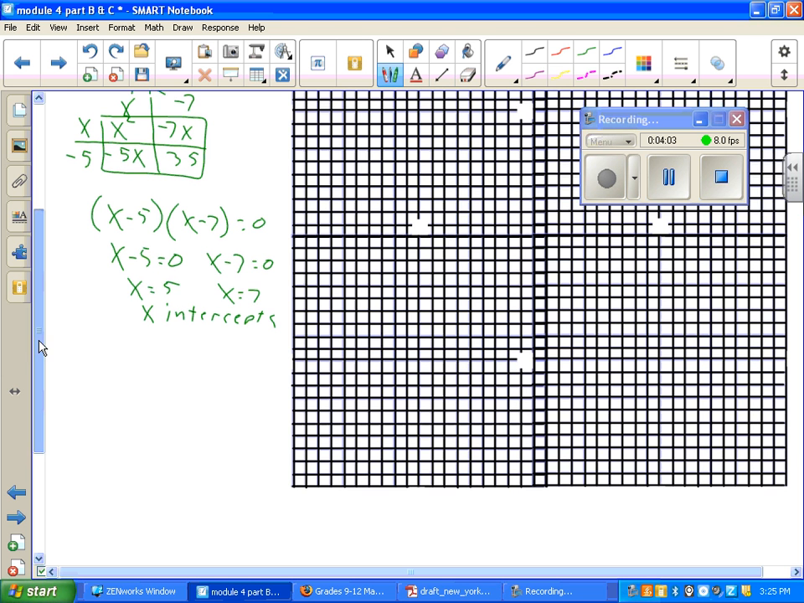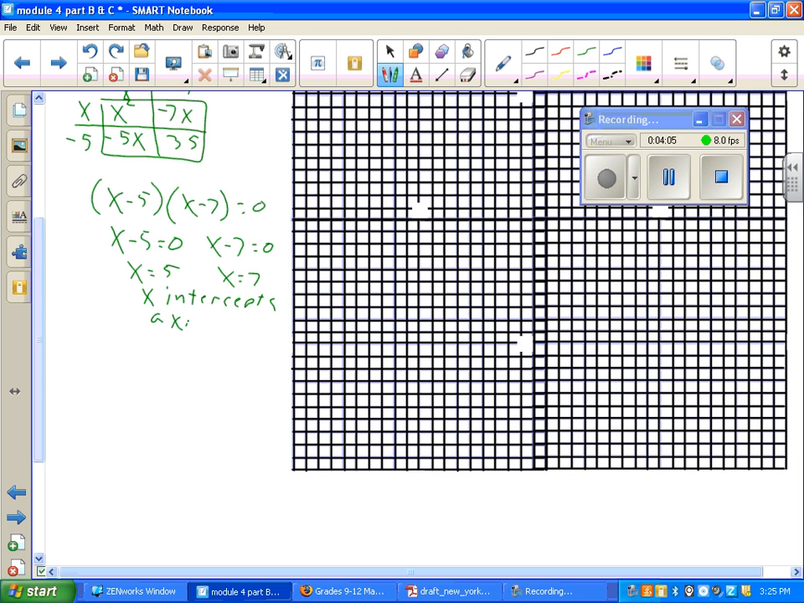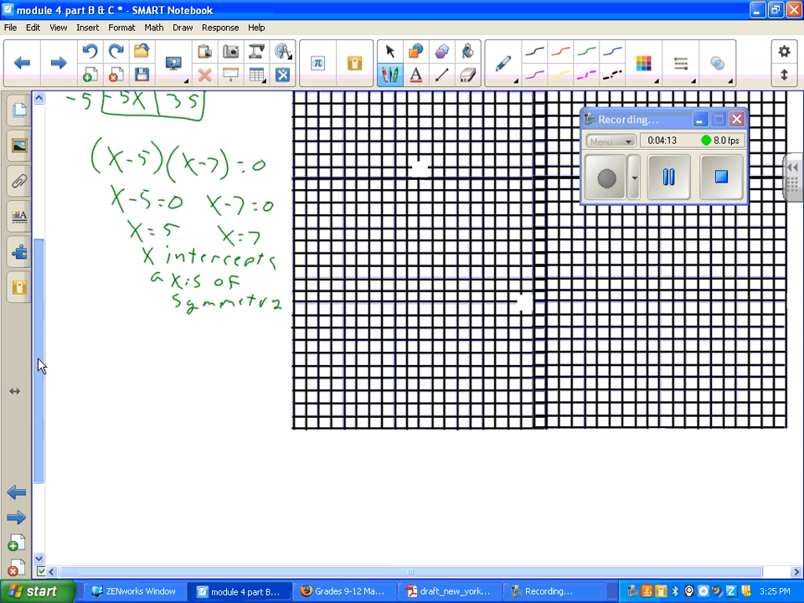Now let's find the axis of symmetry. By finding the axis of symmetry, I can find the turning point. The axis of symmetry is very easy. All I do is take the x-intercepts, 5 and 7, add them together, divide by 2, because that's the average. We're taking the average of the two x-intercepts, and that is 12 divided by 2. x equals 6 is the axis of symmetry.